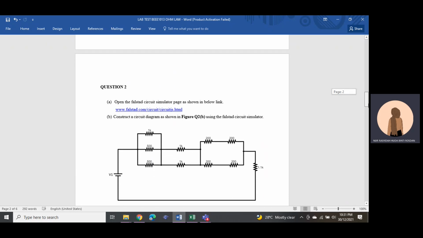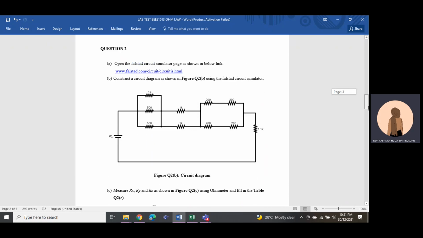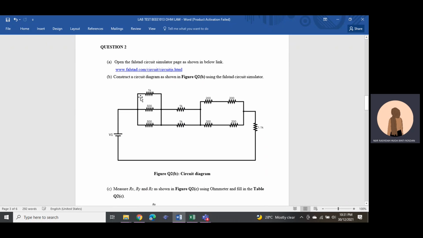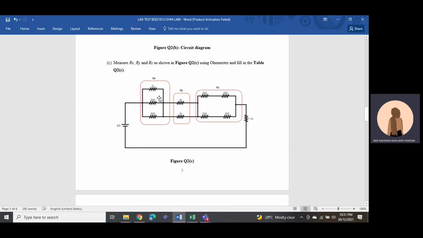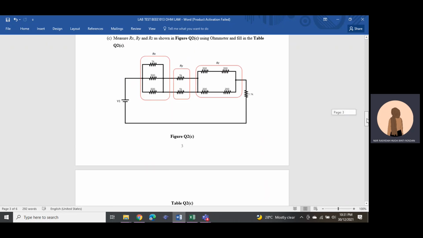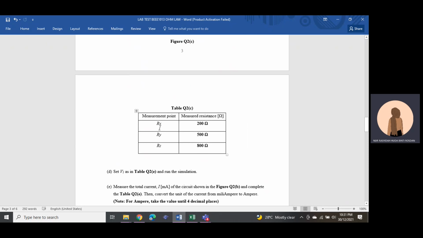This is my question number 2 about Ohm's law. This is the circuit, for the circuit I do. This is the result for RS, RY and RZ. This is my result. For RS I get 200 ohms, RY I get 500 ohms, and RZ I get 800 ohms.